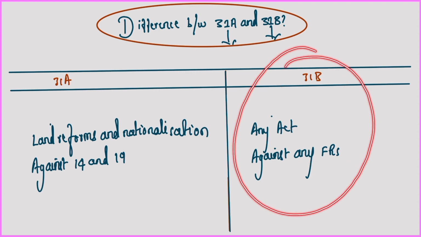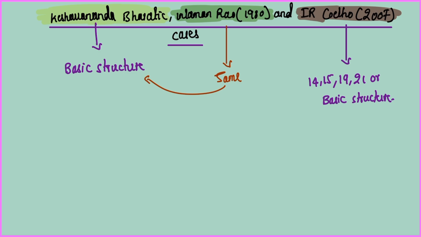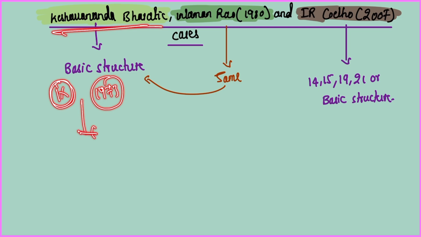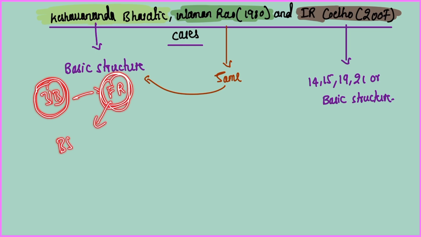However, this broad character of 31B was clipped by the Supreme Court in many judgments. In 1973, in Keshwananda Bharati case, Supreme Court evolved one of the best principles in India's jurisprudence called basic structure. Any act which is put in 9th schedule after 1973, that is the date of Keshwananda Bharati case, it cannot violate basic structure. Fine. So the wings of Article 31B were clipped, right? Earlier, it could not be challenged for violation of any fundamental right. Supreme Court said, okay, but it cannot violate basic structure of the Constitution.